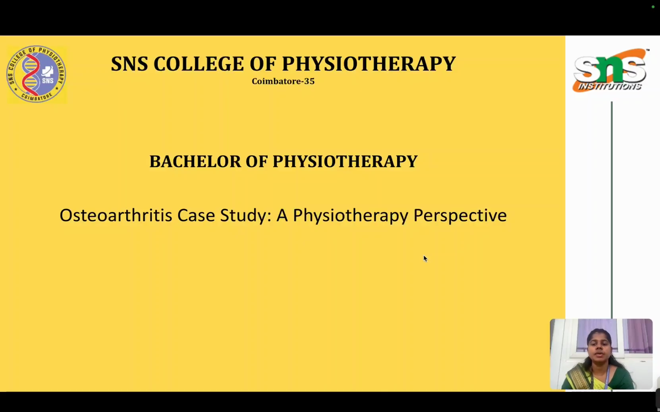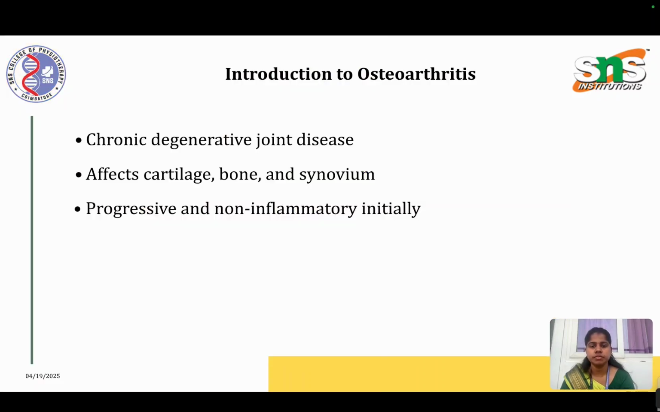Hello one and all, today we're going to discuss a case study which is really interesting, that is osteoarthritis, a physiotherapy perspective. So, introduction: what is osteoarthritis? It is a chronic degenerative joint disease that affects cartilage, bone and synovium. It is progressive and non-inflammatory initially.